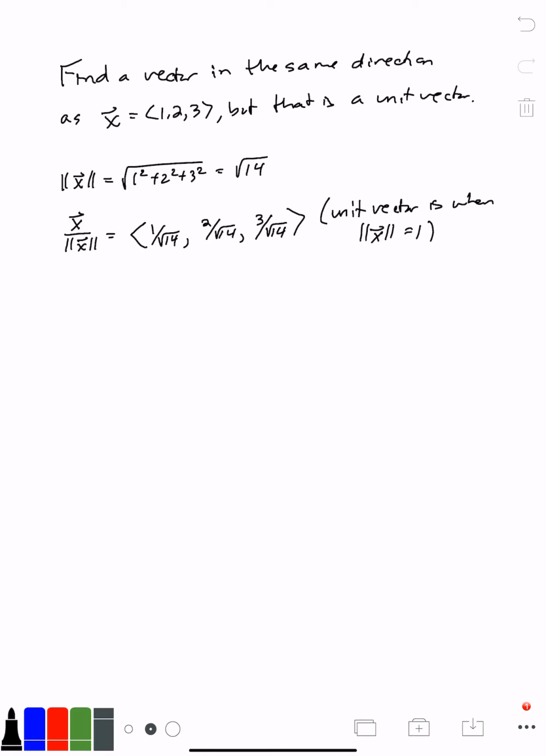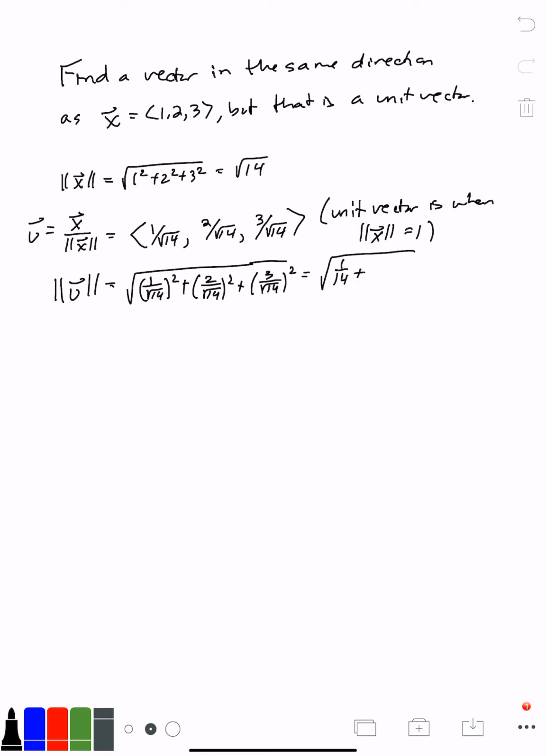Right, so the original vector x is not a unit vector, but once we divide it by its length, it is. And we can just check right here. I'll call this vector u. And if I find the length of u, it's the square root of (1 over square root of 14) squared, and (2 over square root of 14) squared, and (3 over square root of 14) squared. And then we get the following. And as you see, we get a length of 1.